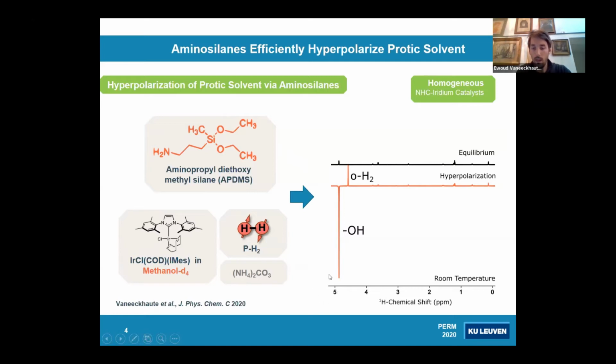We bubbled at low field, so I will explain the hardware later, but bubbling at low field and transferring to high field, what we noticed, instead of what we had been trying to see in the past, hyperpolarization of silicon itself, is that this system, somehow at room temperature, was very efficient in hyperpolarizing the exchangeable protons of, in this case, methanol, which is not that easy to accomplish. What we saw was incredible, and we wanted to investigate why this was happening.